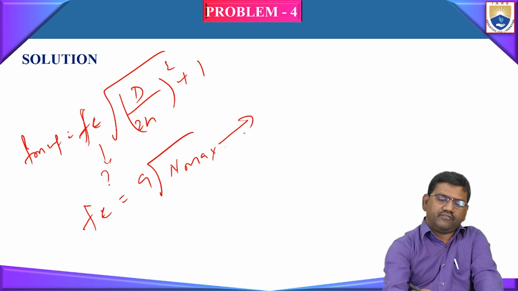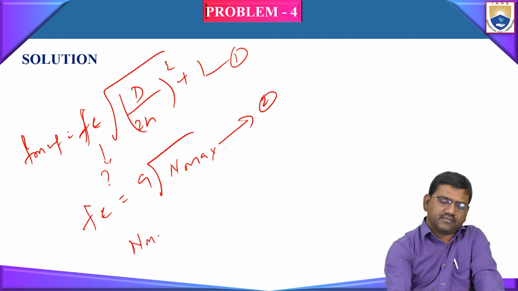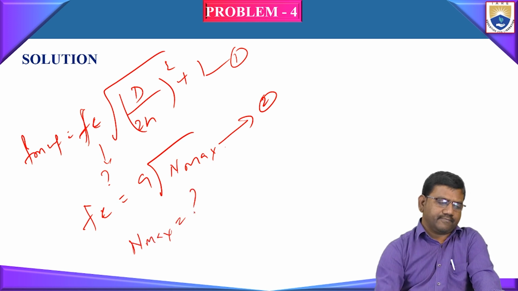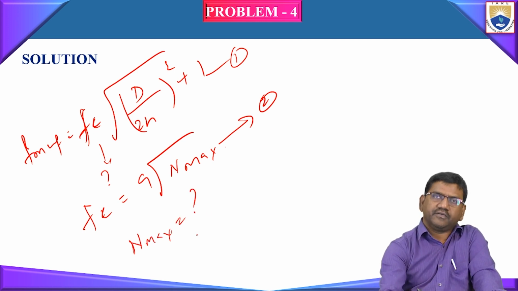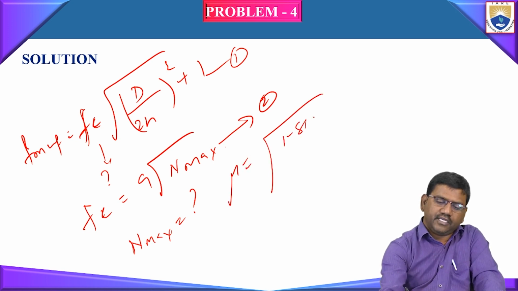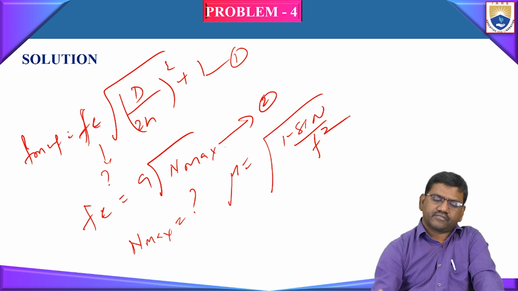But we do not know the value of N max here. So we need to find out the value of N max. This is equation 1, this is equation 2. So what is N max? We do not know what N max is here. There is a relationship between the refractive index and N max: mu is equal to root of 1 minus 81 N by f square.